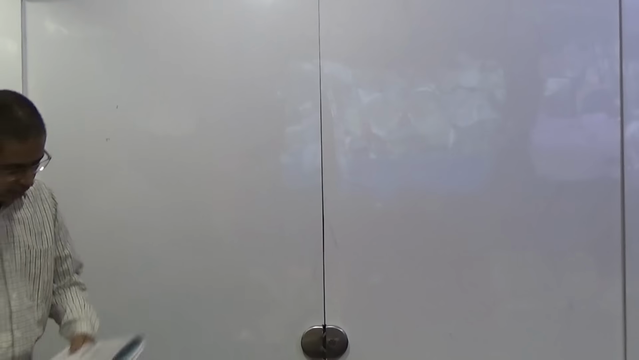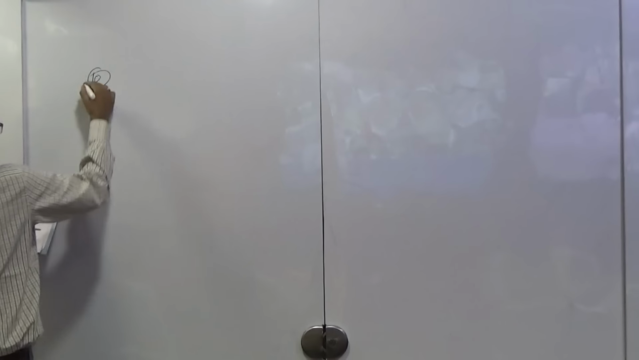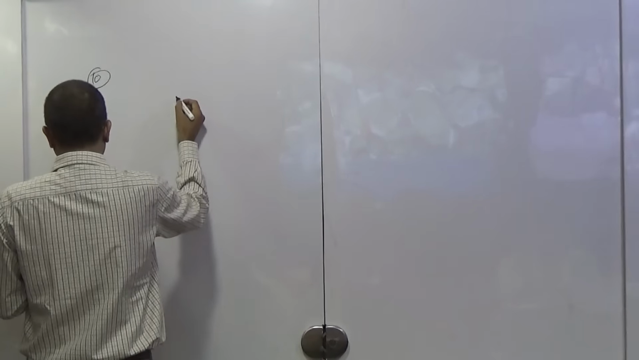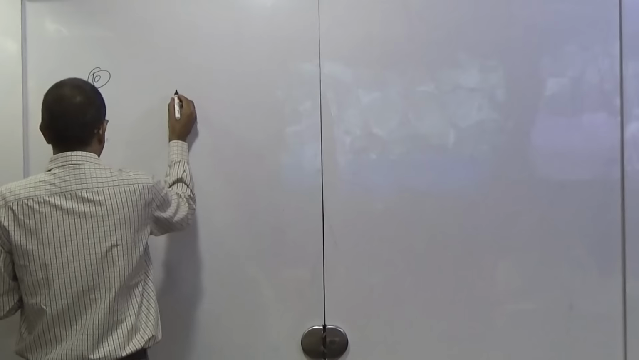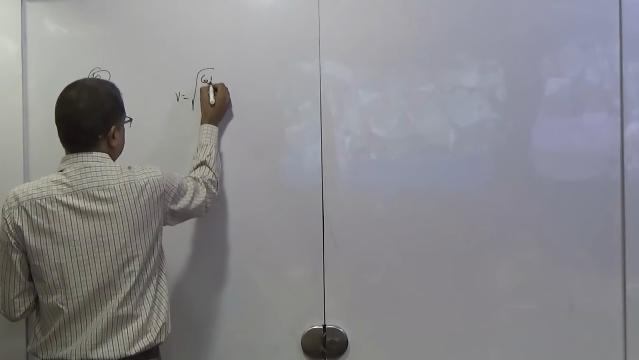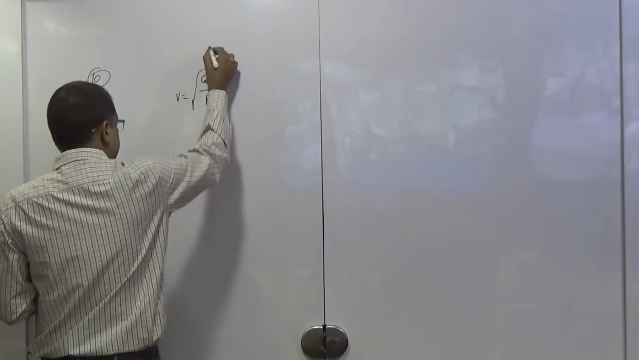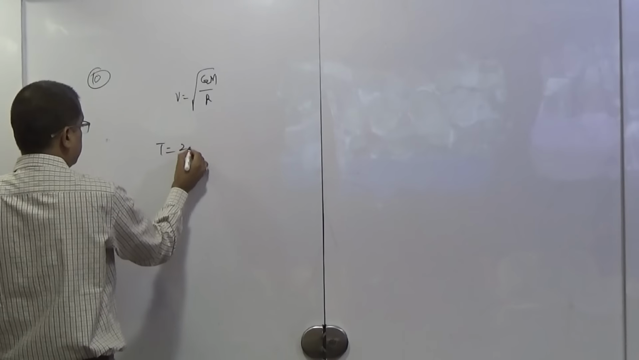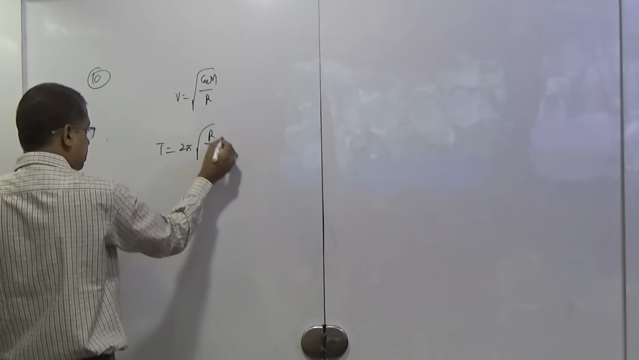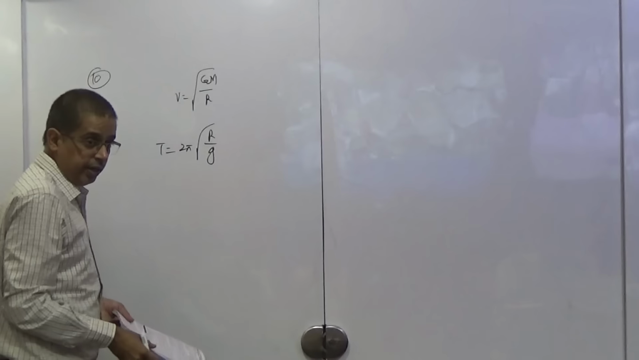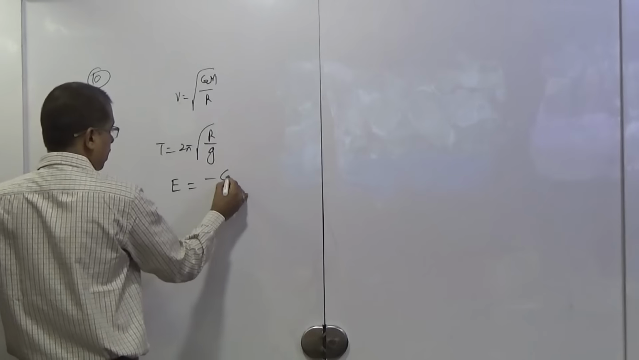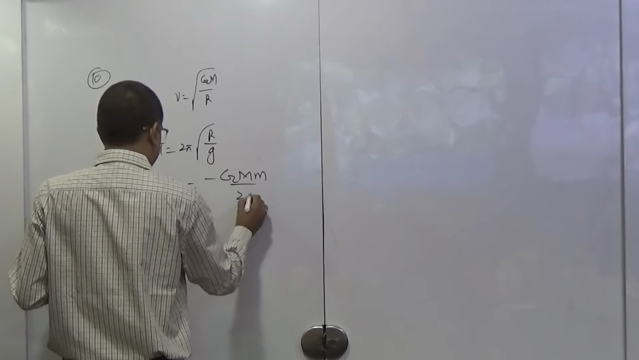If a satellite orbits as close to the Earth's surface as possible, speed is maximum, time period of rotation is minimum, total energy. Here, speed is under root GM by r. If r decreases, v will be greater. Yes or no? Yes. Time period is 2 pi under root r by g. This was taught to you. Time period is 84.6 minutes. Total energy is minus G capital M small m by 2r.